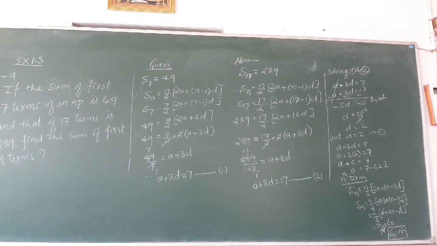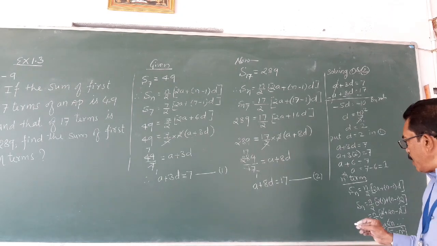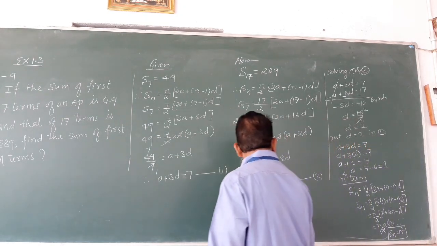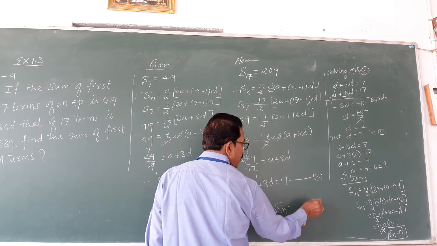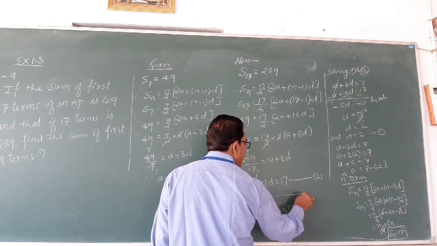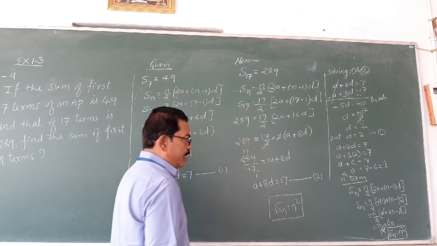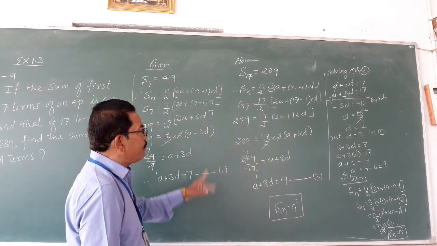See, what is the nth term? The nth term will be Sn. See here, Sn equals n square. Sn equals n square is the nth term of this question.